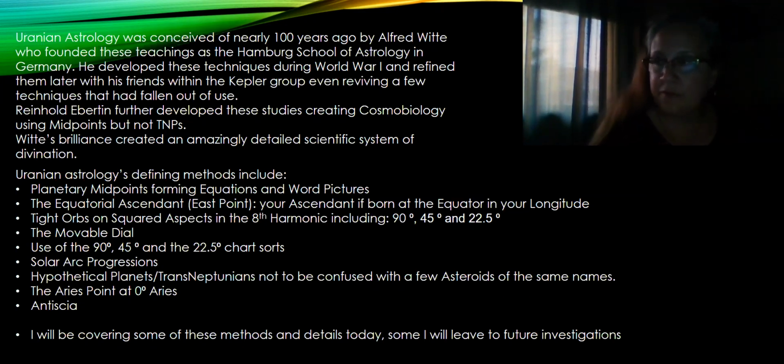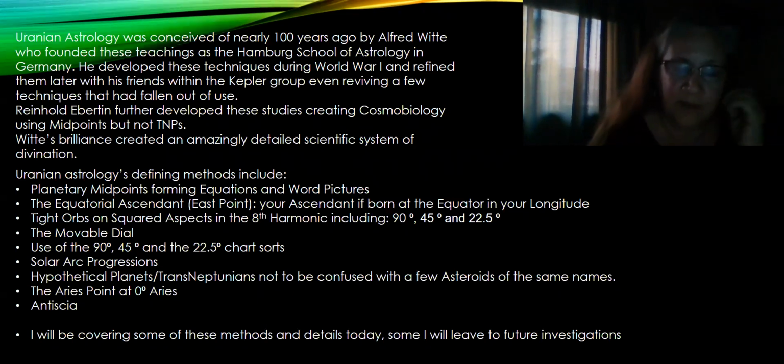After he died, 4 more hypothetical Trans-Neptunian planets were added. And then later, Reinhold Ebertin took the whole precept and drew it further in other ways. He calls his branch, if you will, cosmobiology, and he does not use the Trans-Neptunian planets. Just a couple of things that are specific to Uranian astrology.